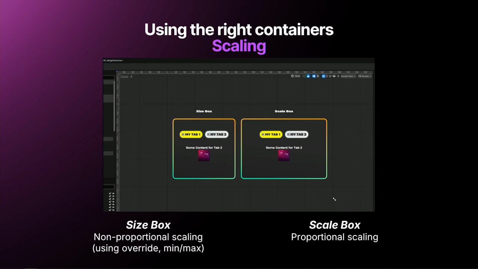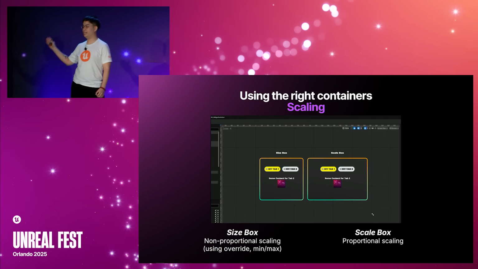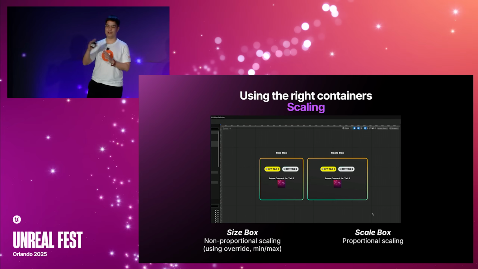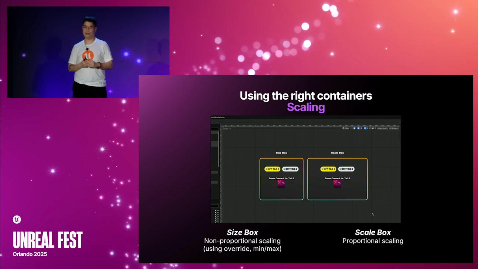The next example is scaling. I'm pretty sure I've seen lots of people struggle with how to scale things up, whether it's images, whether it's text, whether it's even the container itself. There are 2 main widgets that we could use for scaling in UMG, and I didn't cover these in the common layout widgets, but these are a bit more on the intermediate side of UMG, where a size box allows you to scale your widgets non-proportionally.